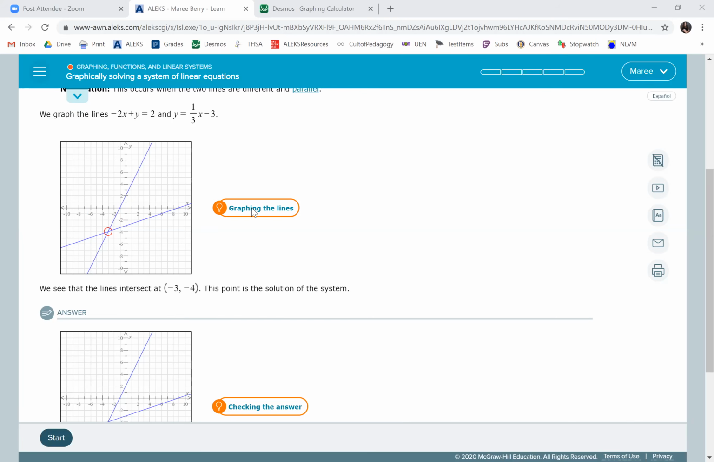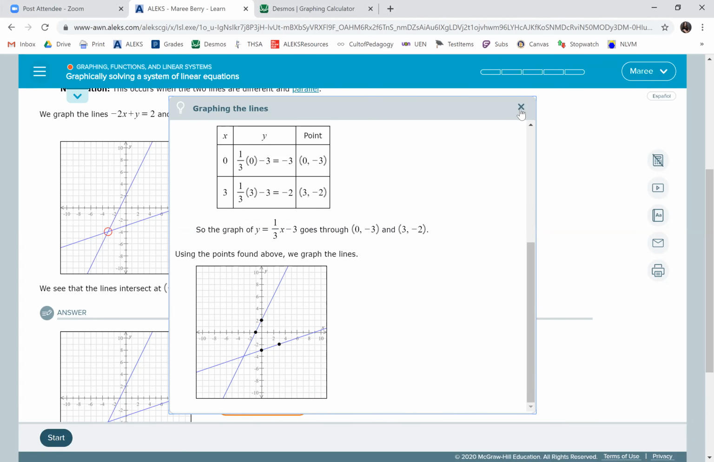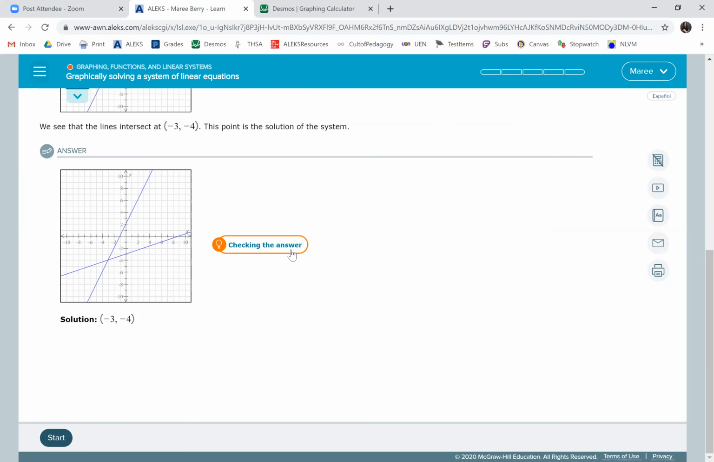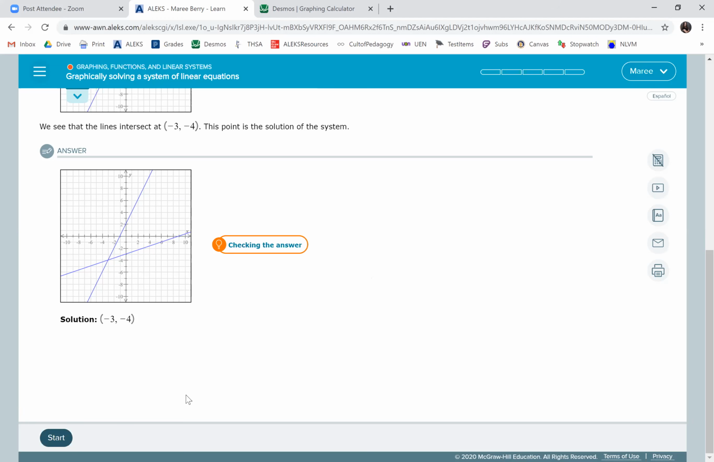So what do they say here? They talk about how to graph each line, and then checking the answer. Oh, it's a really good idea to check it. You can go back to your original equation, plug in the point, and make sure it works. And if it works in both of them, you got your right answer. Well, you can be pretty much sure you got the right answer.